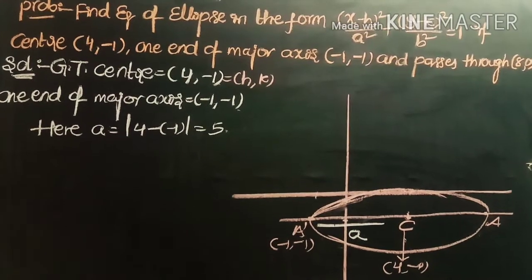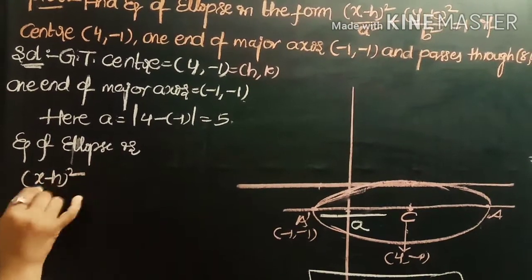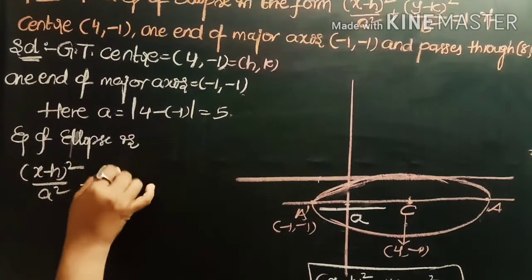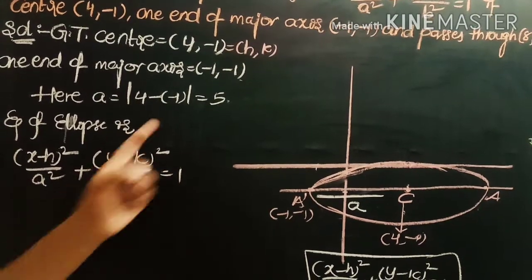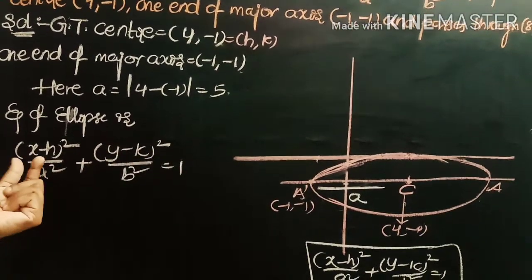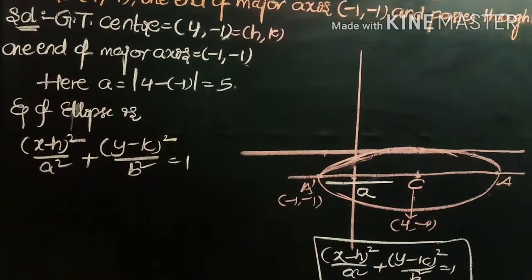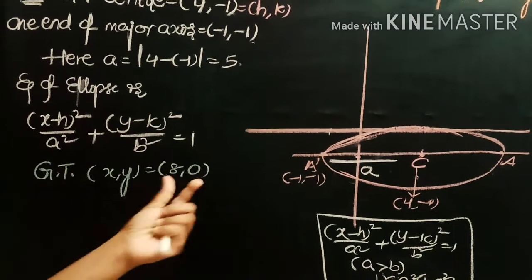Equation of ellipse is (x minus h) whole square by a square plus (y minus k) whole square by b square equals to 1. What is h comma k? 4 comma minus 1. And what is a value? 5. Already we know that x comma y is equals to 8 comma 0, given that the ellipse passes through the point 8 comma 0, so we take that point as x comma y.